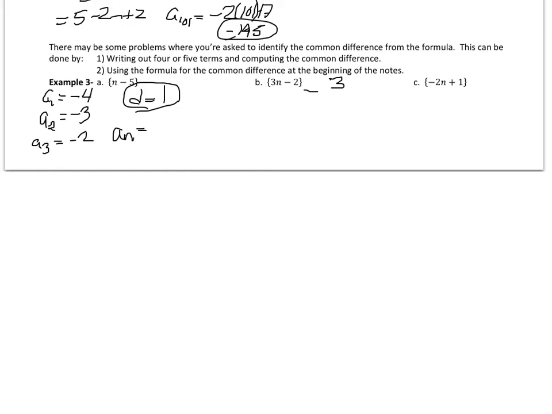All right, let's see. So what's our first term? A sub 1 is 1. What's our second term? 4. What's our third term? Oh, so what's our common difference? It is indeed 3. All right, so again, with that in mind, what's on part C? What's our common difference? Yeah, it's just simply negative 2. All right, so that number in front of the n is always going to be your common difference.